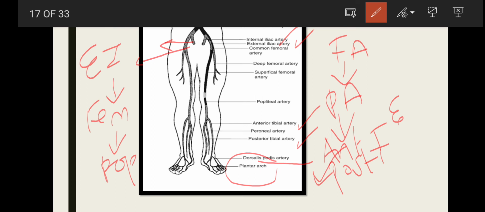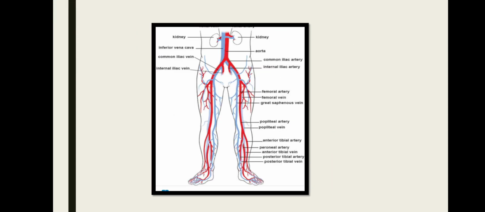So whenever an artery is asked, you have to mention the origin of the artery: from where does this artery arise, a branch of which artery. Here a question on the dorsalis pedis artery can be asked. You can say it is a continuation branch of your anterior tibial artery. It continues as the dorsalis pedis artery. This is again a picture to show the arterial and venous systems. Concentrate on the arterial one: the common iliac, which divides into internal iliac and external iliac.